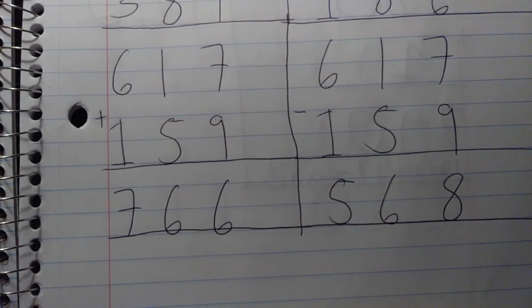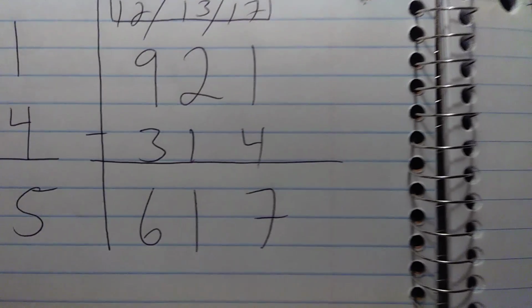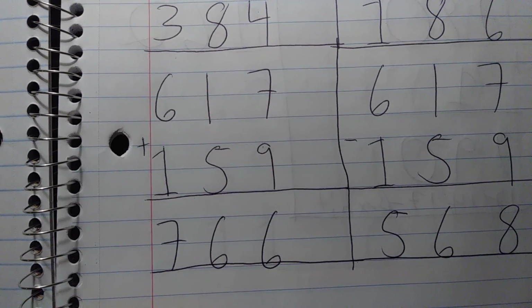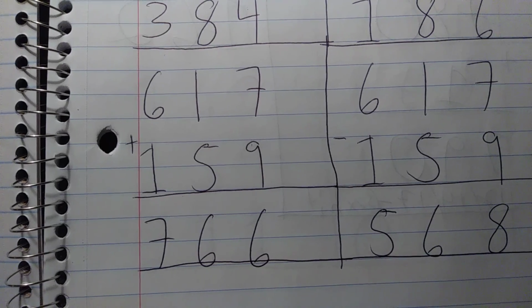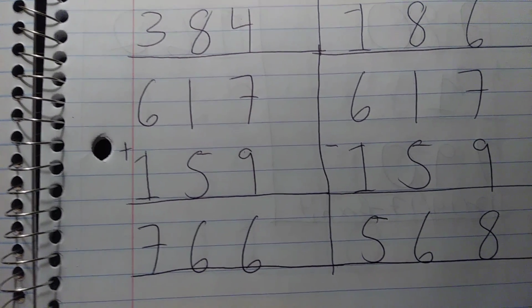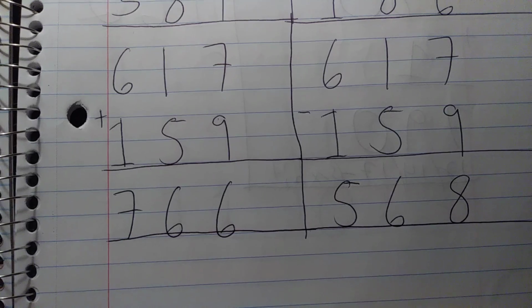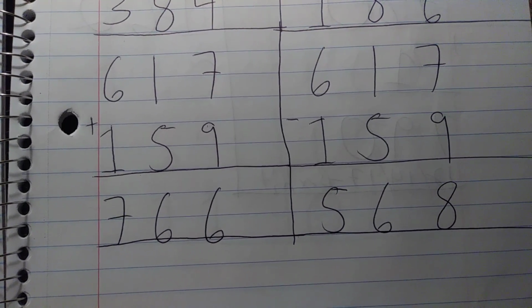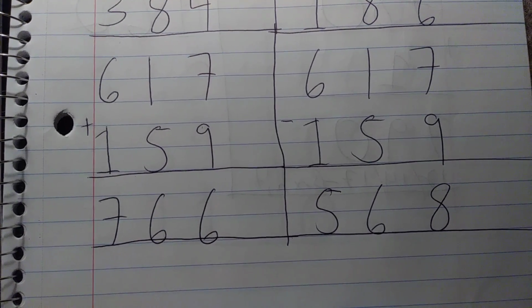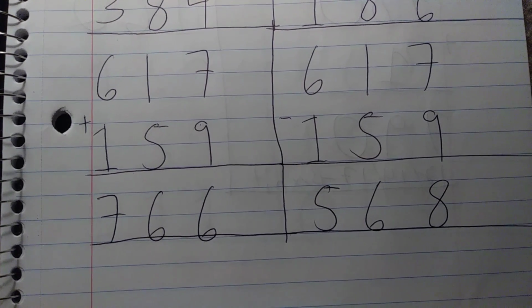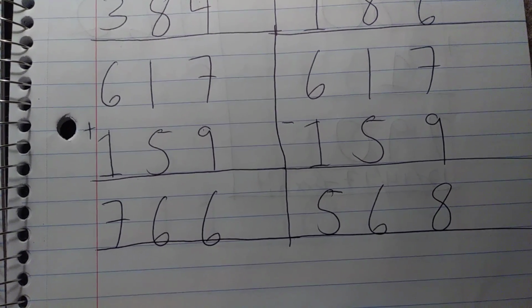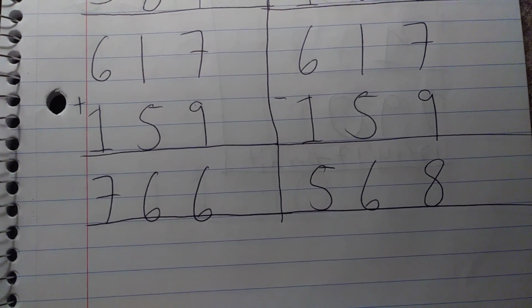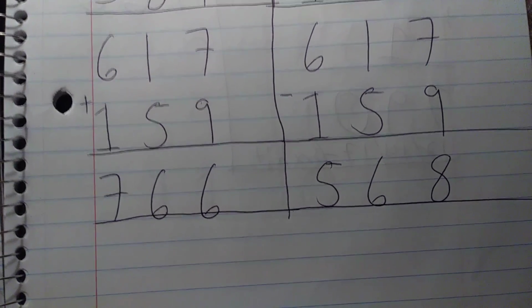You're going to also take 617, which you got from over here, and then you're going to add 159. 6 plus 1 is 7, 1 plus 5 is 6, 7 plus 9 is 16. Keep the 6. You're going to also take off the 159, so 6 minus 1 is 5, 11 minus 5 is 6, and then 17 minus 9 is 8. So 766 and 568 did not hit in the next 7 days.